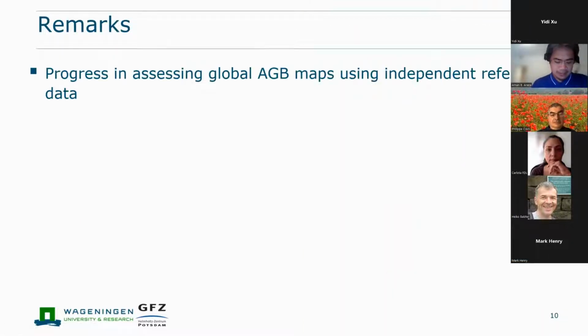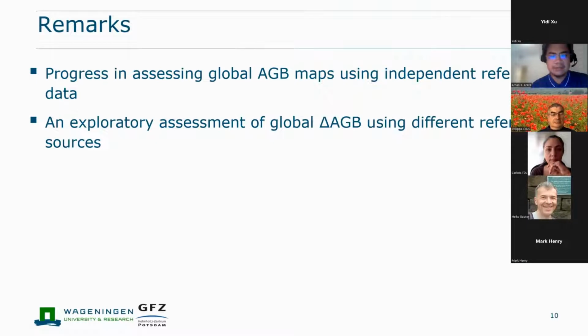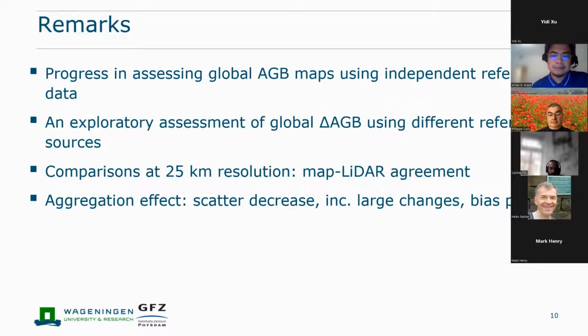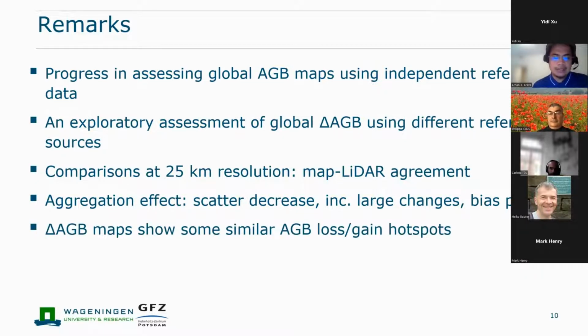Some concluding remarks. There's been quite a lot of work in terms of assessing single epoch biomass, and this one is one of the first steps to explore which reference data we have and how maps compare with these reference data in terms of biomass change. The 25-kilometer assessment shows us that there's certain agreement between the maps and some LiDAR maps, some local airborne LiDAR maps. And of course, the aggregation effect: there's some scatter decrease, but of course, the bias persists. And there's some level of agreement among maps in terms of loss and gain hotspots.